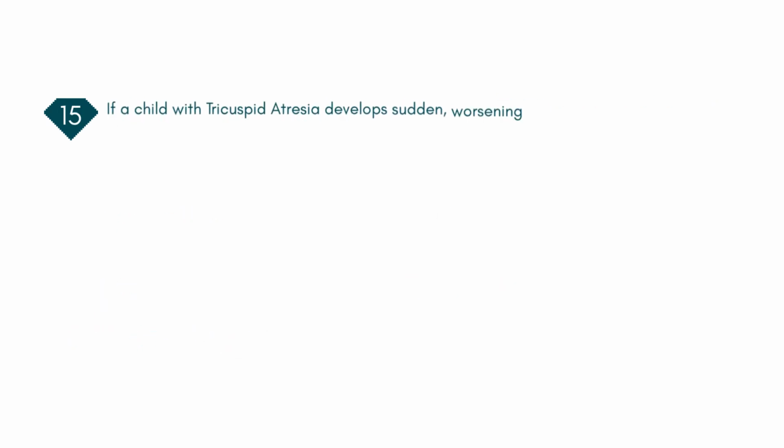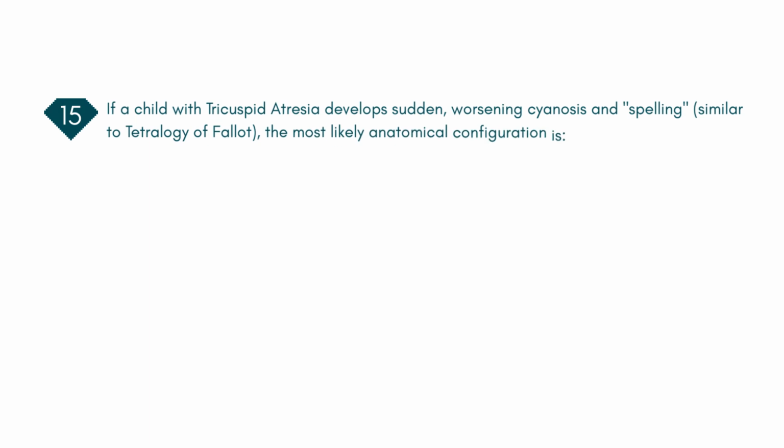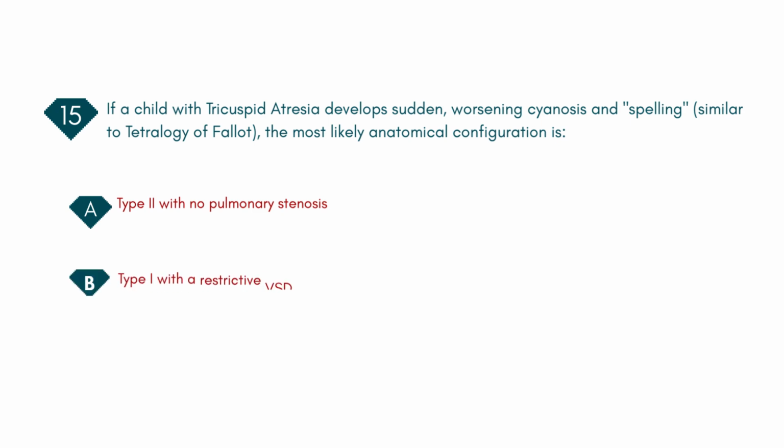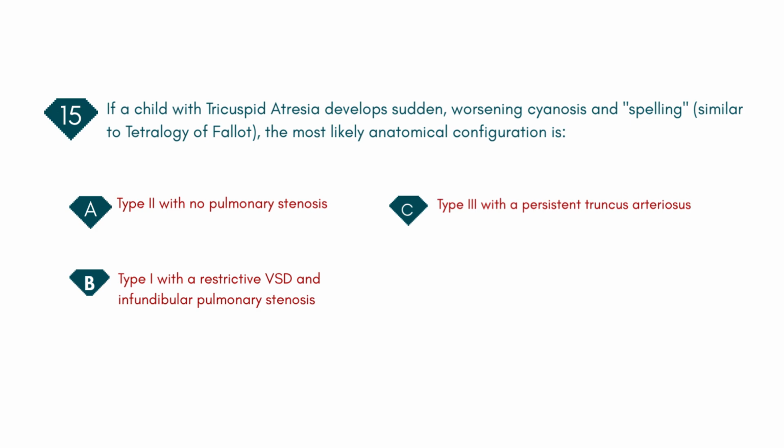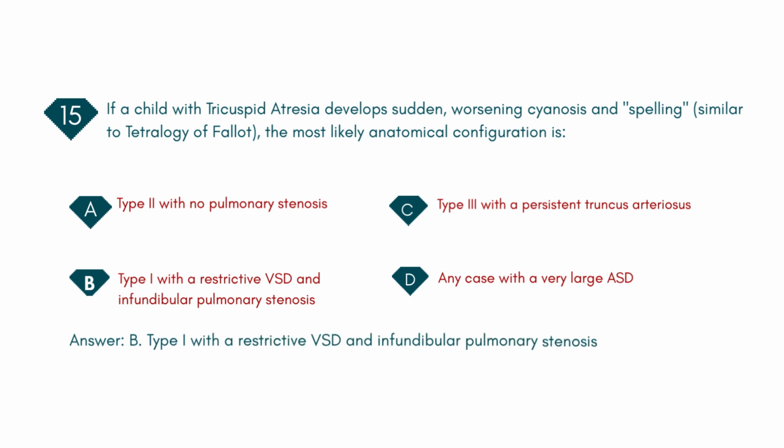If a child with tricuspid atresia develops sudden, worsening cyanosis and spelling, similar to tetralogy of Fallot, the most likely anatomical configuration is A. Type 2 with no pulmonary stenosis. B. Type 1 with a restrictive VSD and infundibular pulmonary stenosis. C. Type 3 with a persistent truncus arteriosus. D. Any case with a very large ASD. Answer, B. Type 1 with a restrictive VSD and infundibular pulmonary stenosis.